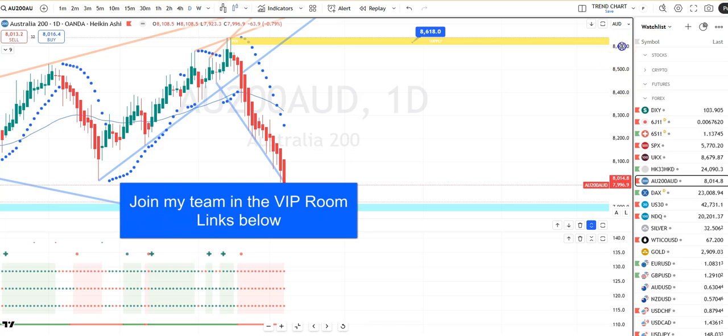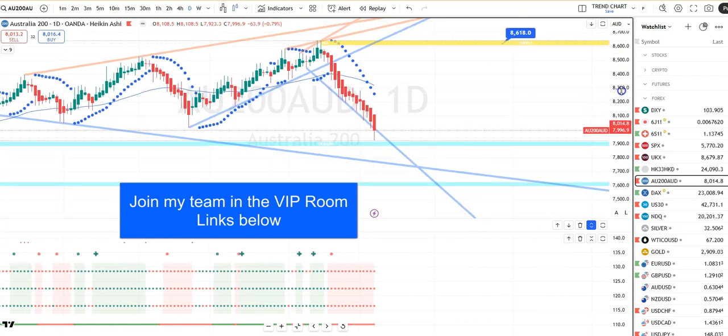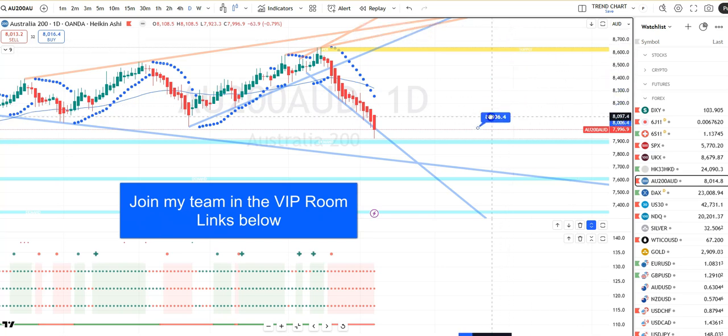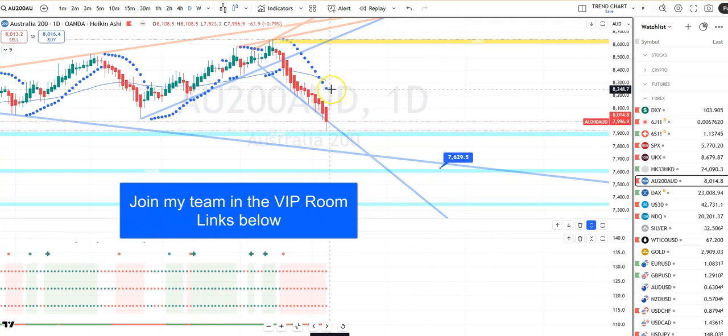Aussie 200 index weaker, has been this week, and we do expect the price to come down to here and then hit this area, 76.29. Your stop is 82.48.